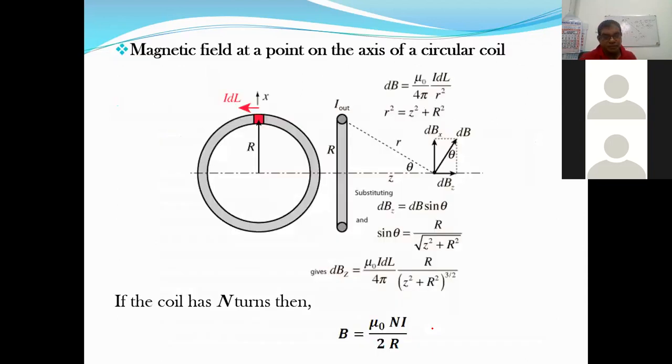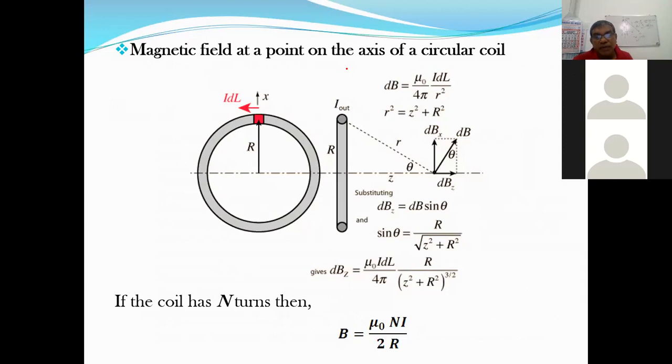So the next one, magnetic field at a point on the axis of the circular coil, right? On the axis of the circular coil.